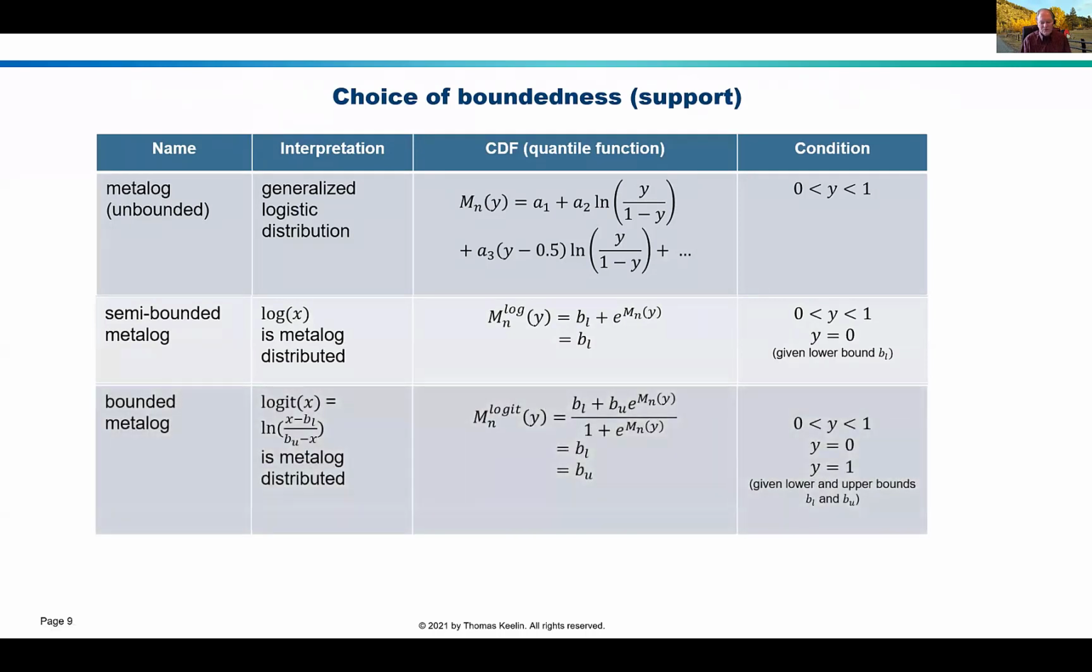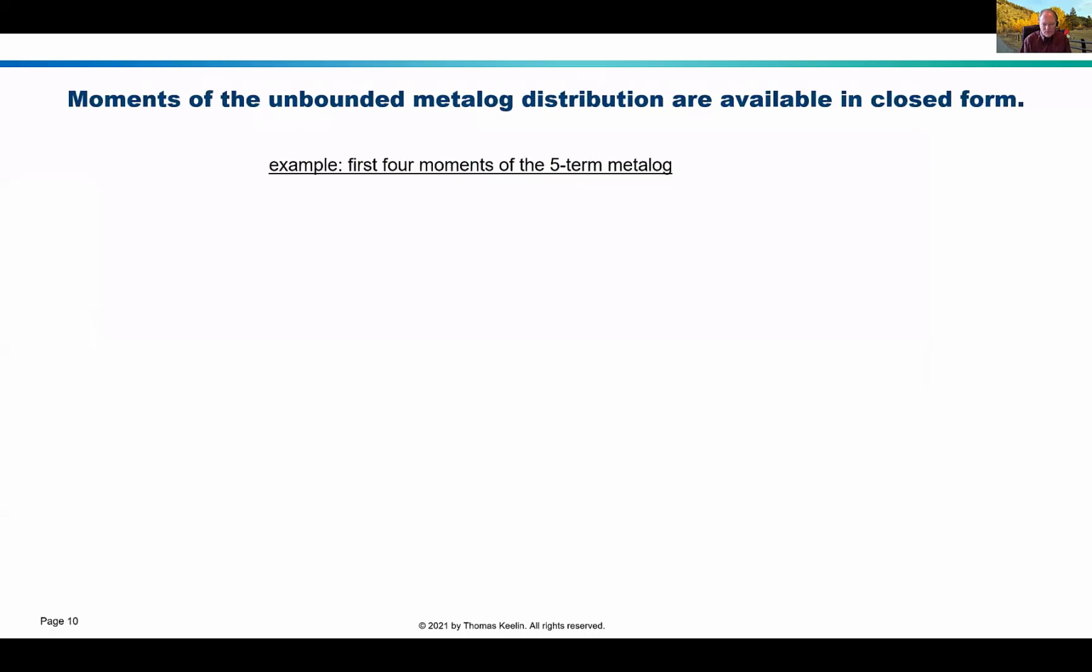And similarly, if you say that the logit of the random variable x is Metalog distributed, now you end up with a nice closed form equation, same ability to fit to least squares, but now this has upper bounds and lower bounds that are strictly honored, just like the beta distribution would. So we have choice of boundedness built in.